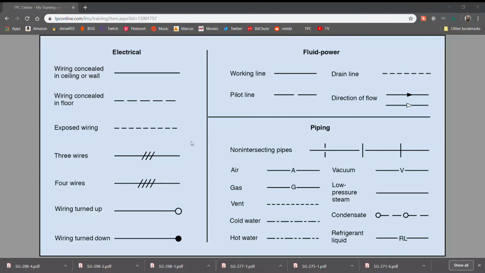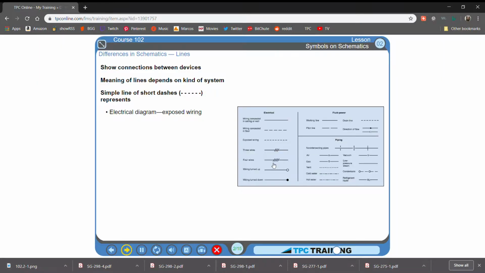For example, a simple line of short dashes can have 3 totally different meanings. On an electrical diagram, it probably represents exposed wiring. On a fluid power diagram, it stands for a drain line. On a piping diagram, it means a vent line.